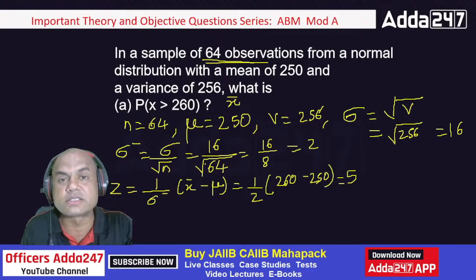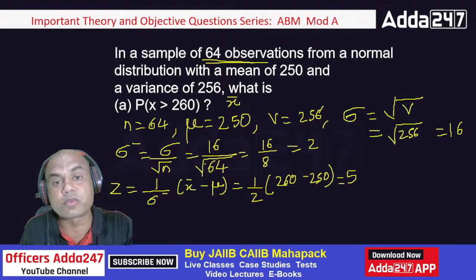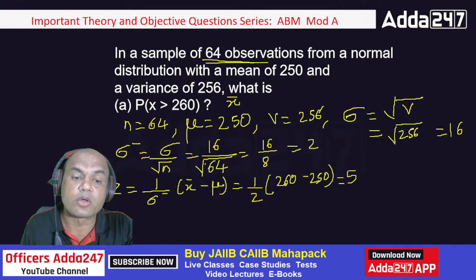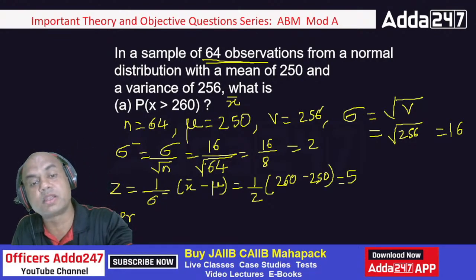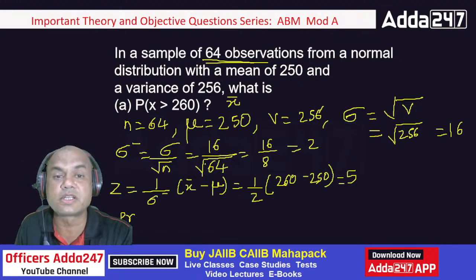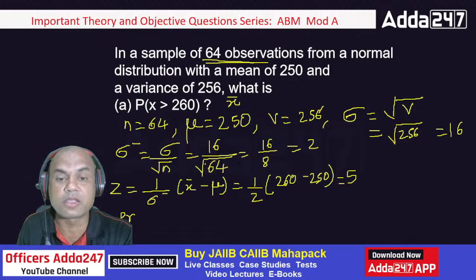Now once you get this z value as 5, what do you have to do? You have to find the probability. So how to find the probability from z? You have to go to the normal distribution table. How to go there? Okay, let me take you. Hold on.